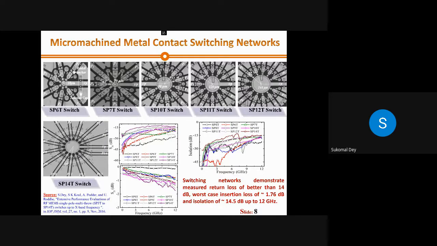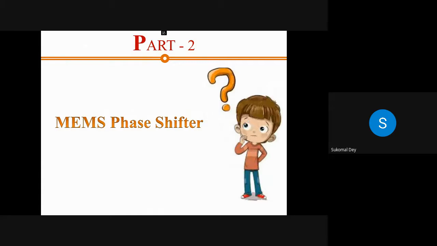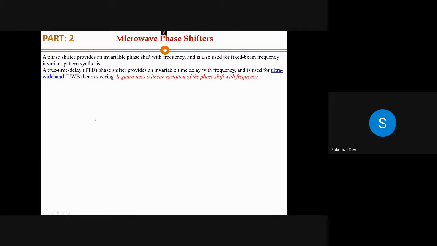Needless to say, these switching networks not only have applications in making a switch bank, but also have applications if you are making other microwave devices like phase shifters. So now, what is a phase shifter? Phase shifters, all of us know, but how will you realize the phase shifter using micromachining technology? The realization is possible. So what is a phase shifter? The phase shifter is basically giving you a phase shift with respect to your frequency.